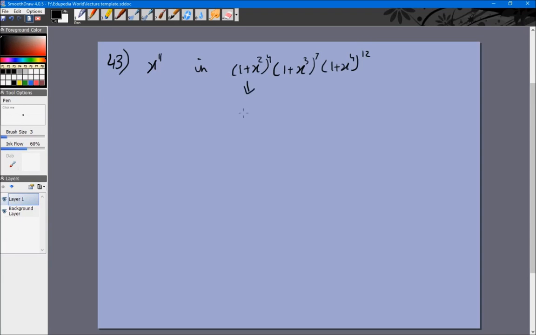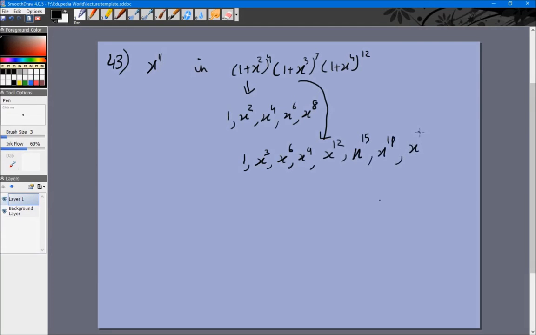In this, the terms we get are 1, x squared, x to the power 4, x to the power 6, x to the power 8, with whatever coefficient, right? We know what the coefficients are. In this, we'll get 1, x cubed, x to the power 6, x to the power 9, x to the power 12, x to the power 15, x to the power 18, and finally x to the power 21. I hope all of you understand where I get this from.